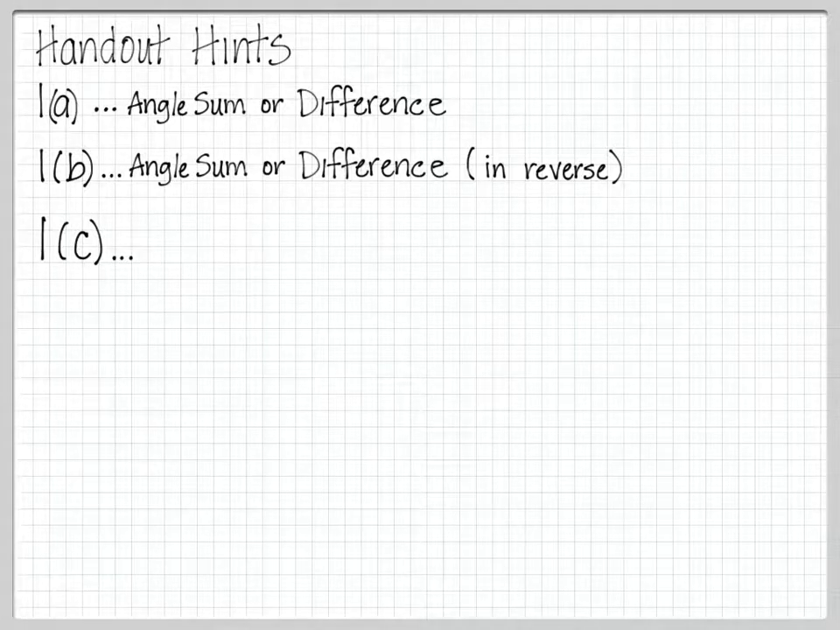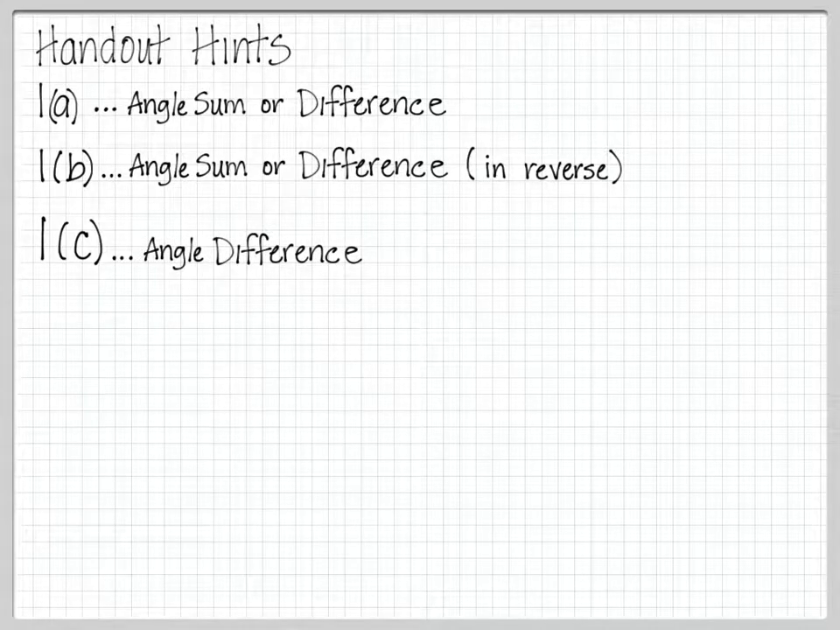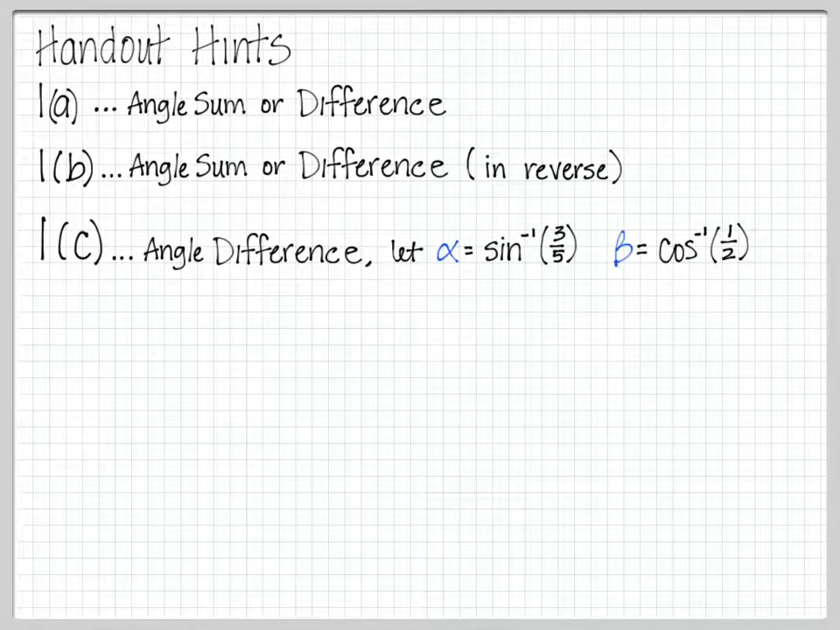1C. This looks much more complicated than it really is. It's an angle difference problem. You've got the cosine, and then you're subtracting two angles. Remember that the inverse function will answer with an angle. So I'm going to say let alpha, the angle alpha, equal the inverse sine of 3/5, or arc sine of 3/5, and I'm going to let angle beta be the arc cosine of 1/2.